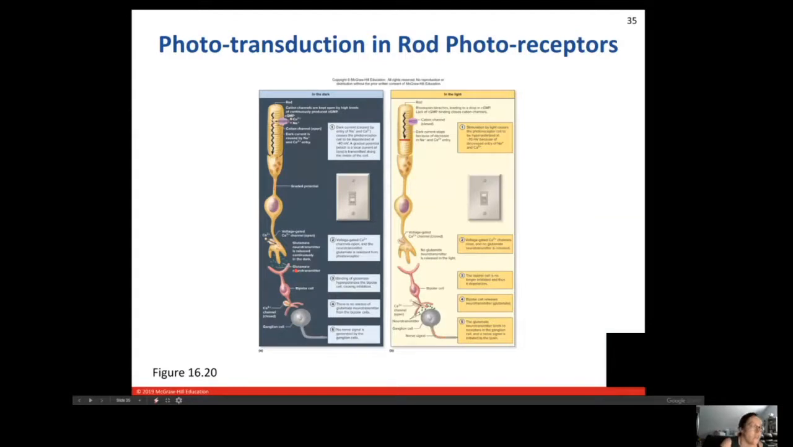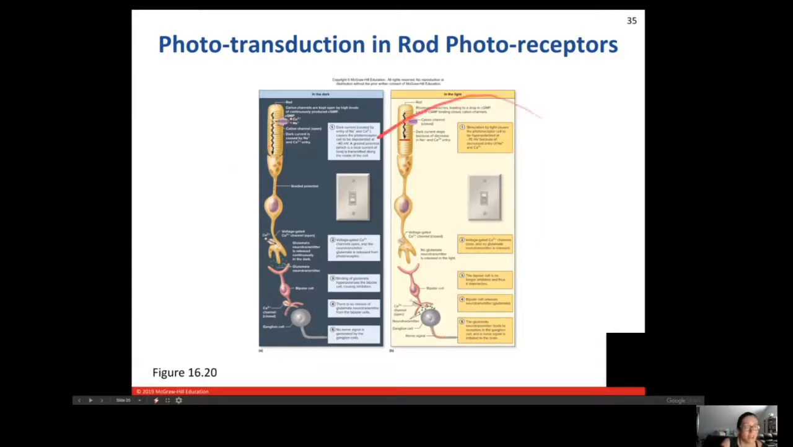And this glutamate right here is inhibiting the bipolar cell. Because it's inhibiting the bipolar cell, it's not going to be activating the ganglion cell, and there are no nerve signals generated. So we're saying this is really dark. The rods are not activated. We have no nerve signals generated. So when it's really dark and there's no activation happening, the rods inhibit the bipolar cell and there are no signals to the brain. So the brain says, nope, there's no light, it's dark.